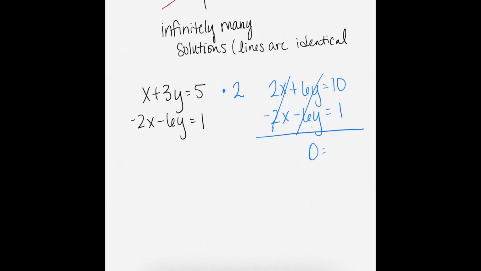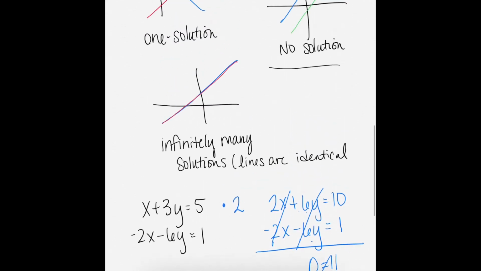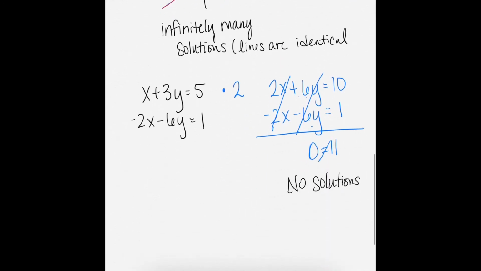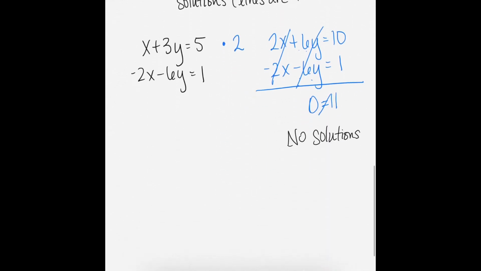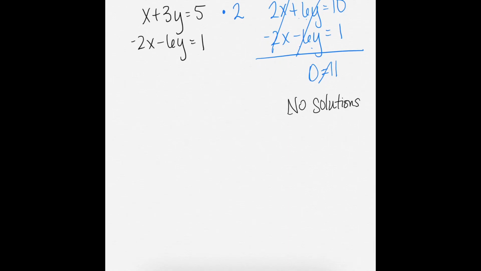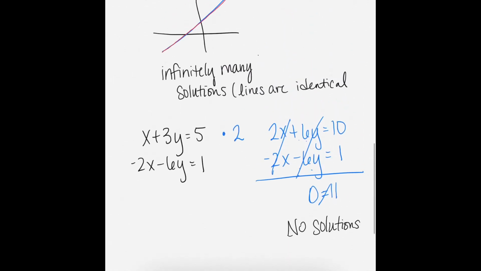I get 0 on the left. On the right, 10 and 1 make 11. So because 0 does not equal 11, this is an example where we have no solutions. And graphically, what I just said to you was no solutions mean these lines are parallel. They must have the same slope but different y-intercepts. All right, so what happens when we have infinitely many solutions?